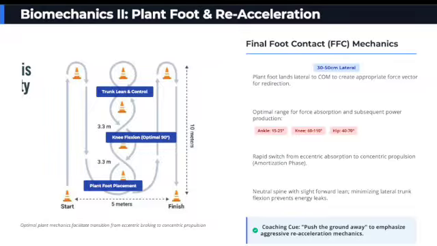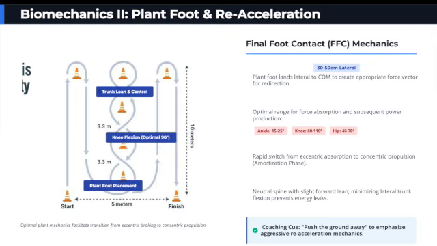And plant foot and reacceleration. The final foot contact, FFC mechanics: the plant foot lands lateral to the center of mass to create the appropriate force vector for redirection. Optimal range for force absorption and subsequent power production.